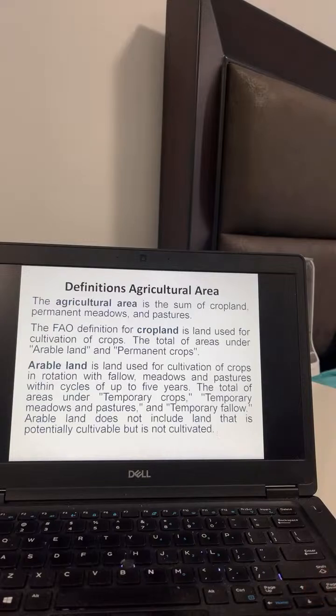Definitions of agricultural area. The agricultural area is the sum of cropland, permanent meadows, and pastures. The FAO definition for cropland is land used for cultivation of crops, the total of areas under arable land and permanent crops. Arable land is land used for cultivation of crops in rotation with fallow, meadows, and pastures within cycles of up to 5 years. The total of areas under temporary crops, temporary meadows and pastures, and temporary fallow. Arable land does not include land that is potentially cultivable but is not cultivated.